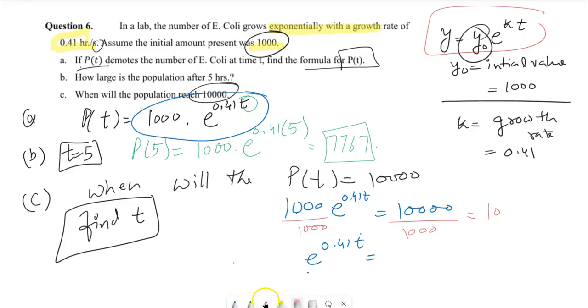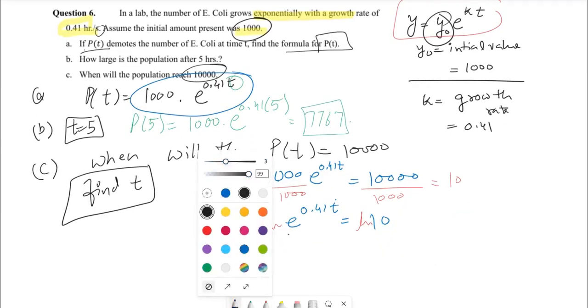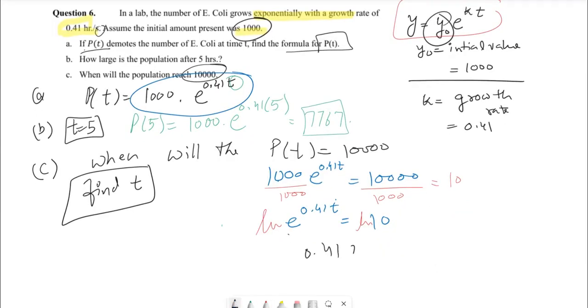How do you get rid of e? You need to take the natural log on each side. When you take the natural log, e will cancel. So what do we really have? 0.41t, because the natural log and e cancel each other. What are we left with? The natural log of 10. t is equal to the natural log of 10 divided by 0.41.